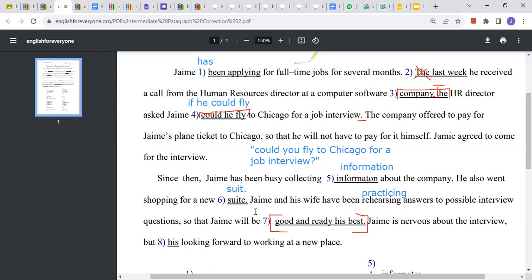Jamie is nervous about the interview, but he's looking forward to working at a new place. What's wrong with this? He is looking. I mean, but he is. Not his, his is for possession. He is looking forward to working at a new place.